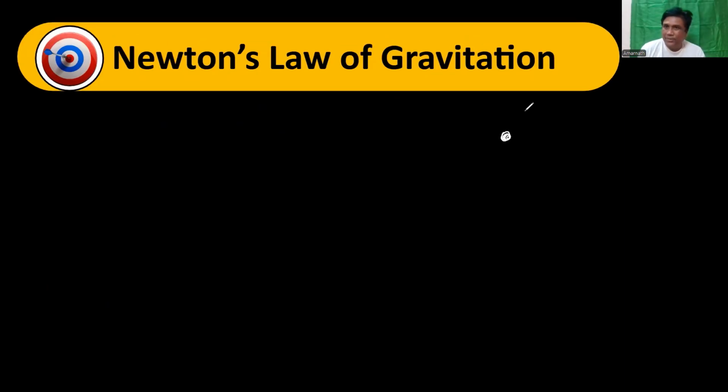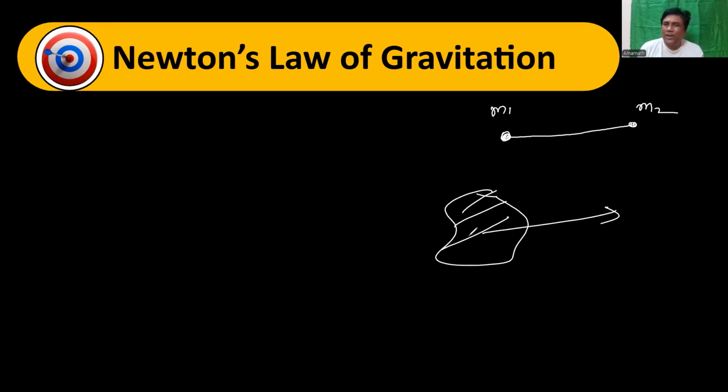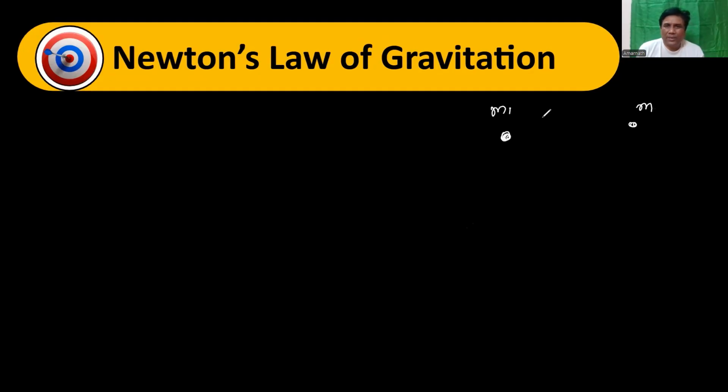So this one is a particle. Particle means the size is small, then only can I measure distance. So this is a particle M1, this is a particle M2, and this is the separation between them. But if we take a bulk object, from where will I measure the distance? That is why I take only a single particle. So what is Newton's law of gravitation?